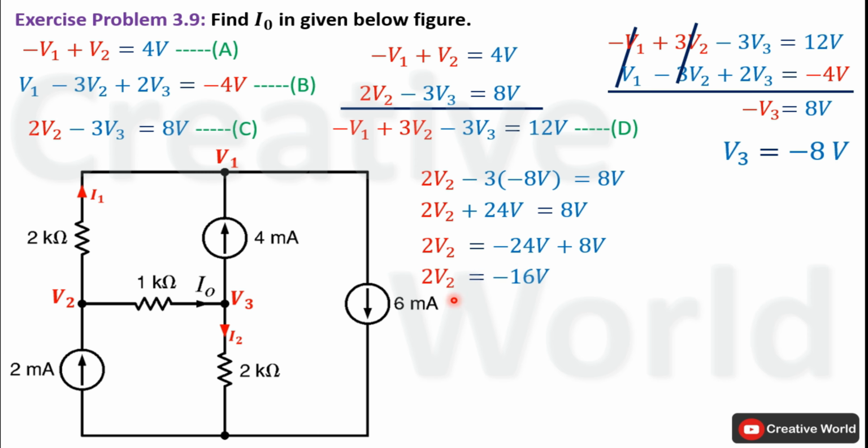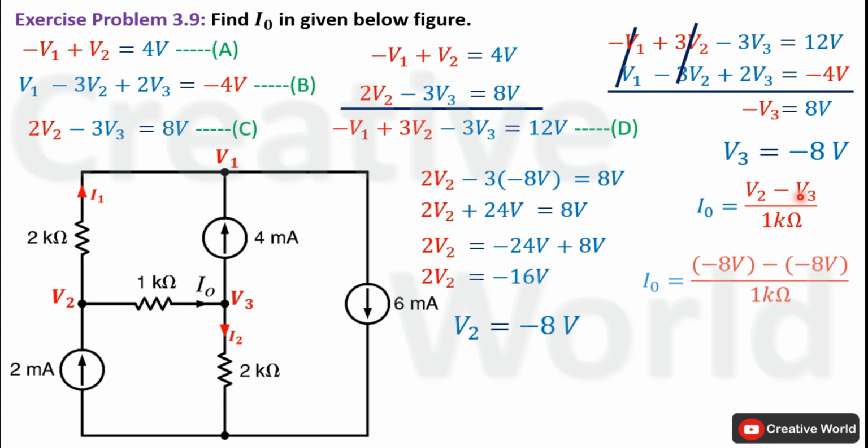Now in order to find out the value of voltage V2, divide on both sides by 2. V2 will be equal to minus 8 volt. We have found the values of voltages V2 and V3. We are able to find out the value of current I0 using this equation. I0 is equal to the potential difference between these two node voltages divided by the value of resistance. Replace V2 and V3 with their respective values.